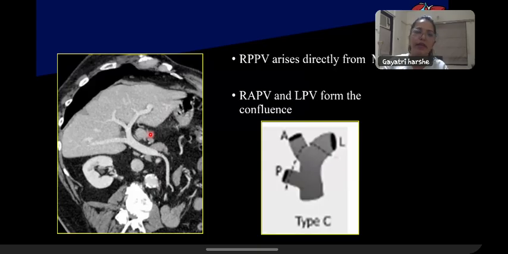This is a type C anatomy where the main portal vein first gives a branch to the right posterior segment, that is a posterior branch, then the right anterior segment, that is the anterior branch, then the left portal vein, and these are the segment 4 vein and segment 2 and 3 vein.